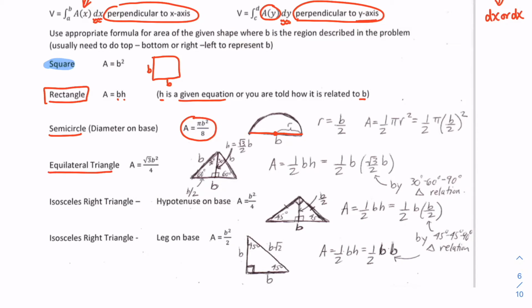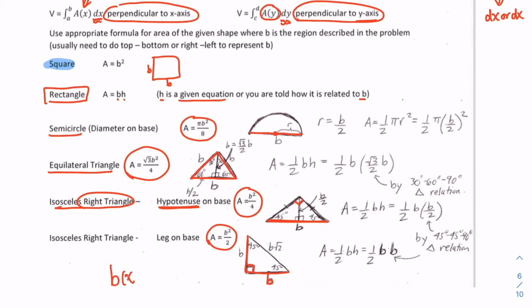Equilateral triangle. If any of the sides is our base, the area will be square root of 3 times b squared over 4. For an isosceles right triangle, there are two cases. If we put the hypotenuse as our base, then the area will be b squared over 4. If one of the legs is the base, then the area will be b squared over 2. So everybody keep in mind, all the b's will be a function of x or a function of y.